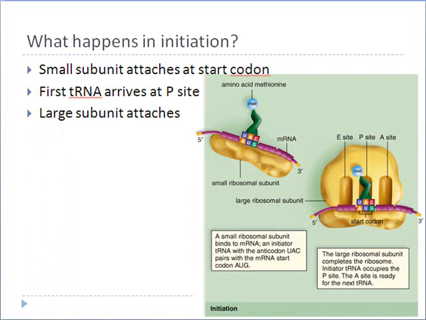In the initiation phase, here's my messenger RNA in purple. The first thing that happens is when that mature messenger RNA gets out into the cytosol of the cell, a small ribosomal subunit will attach to it near the start codon. The start codon is the first codon in the polypeptide chain, and the start codon, you need to know, is always AUG, and that always codes for a transfer RNA that brings in the amino acid methionine.